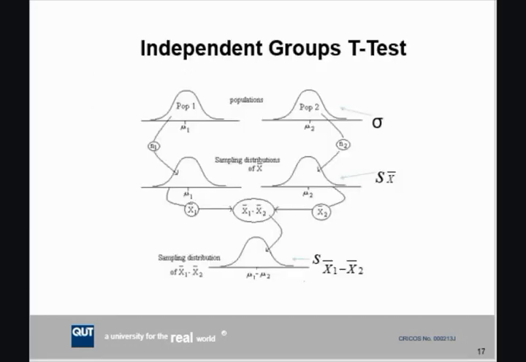Okay, moving on to independent groups t-test now, where we've got two samples that we want to compare. So we'll have population 1 with a sampling distribution of means, population 2 with a sampling distribution of means, and then we have this new comparison distribution, which is the sampling distribution of the difference between means. And this is our comparison distribution for our independent groups t-test.